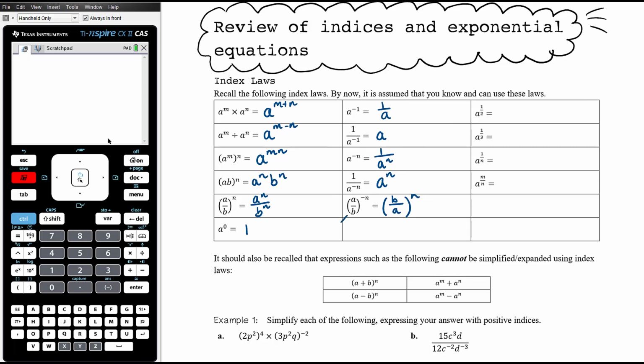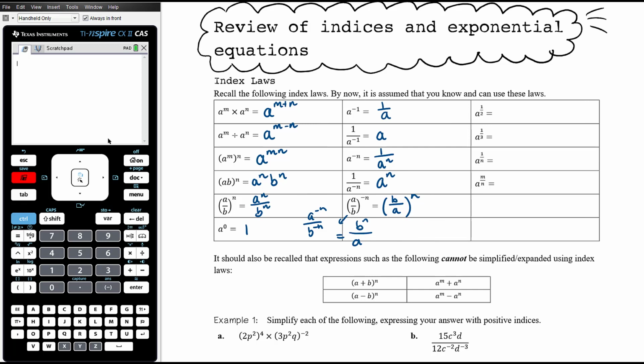You could think about that in a much more long-winded fashion. You could think about that as using this rule first to expand that out, so that's a to the negative n over b to the negative n, which means that both those things are on the wrong side of the fraction, so a to the positive n on the denominator and b to the positive n on the numerator, and then we can reverse this rule over here by saying, well, that's the same as b over a to the power of positive n.